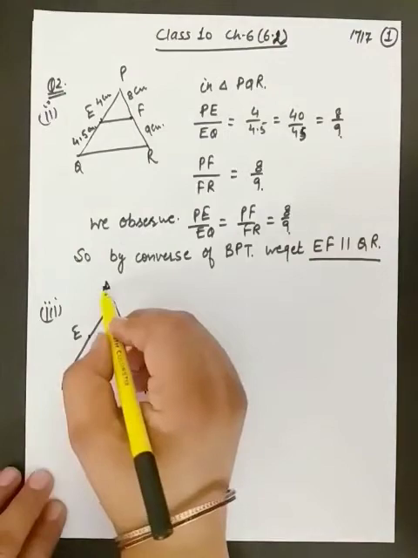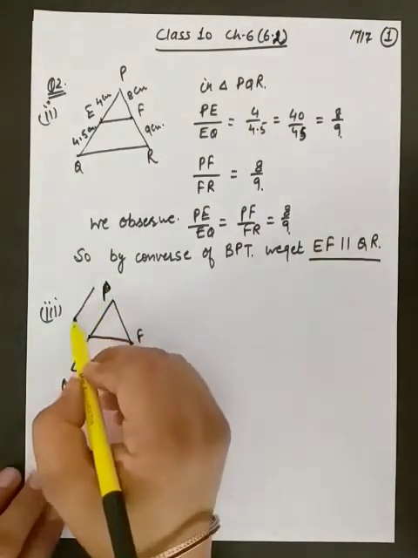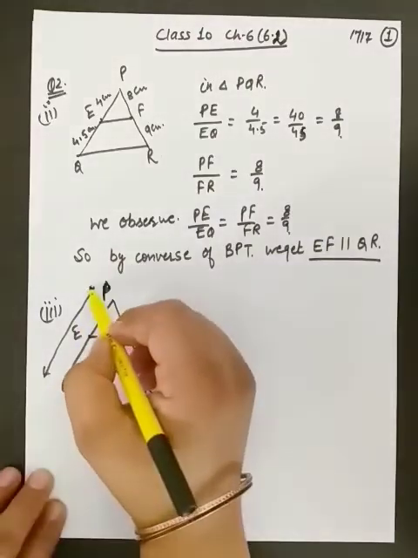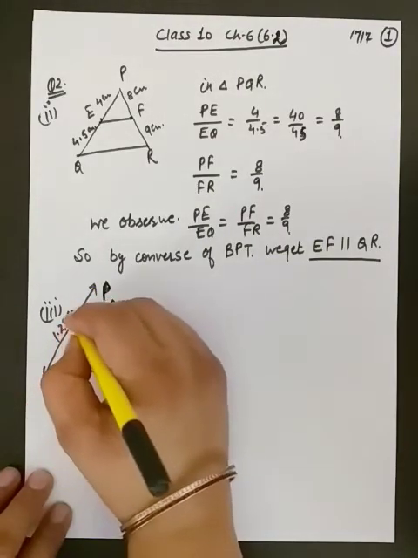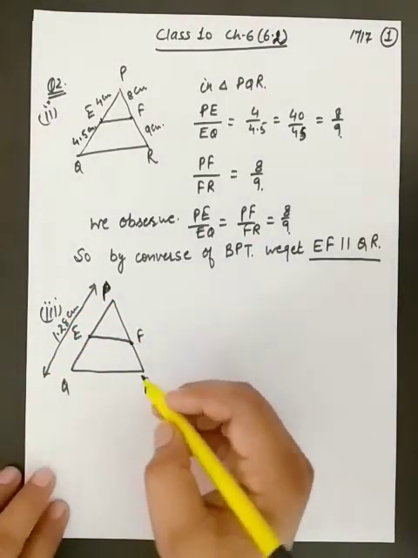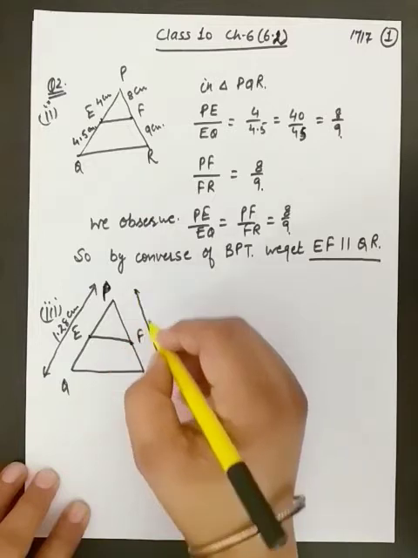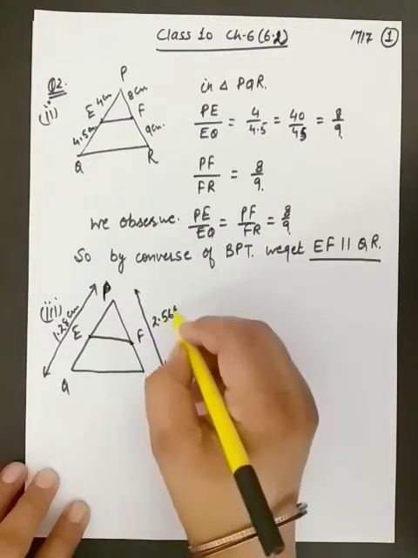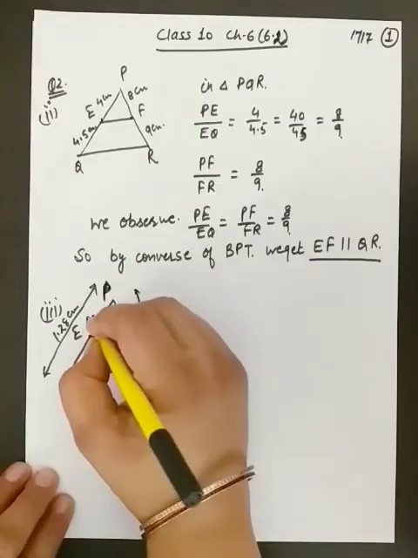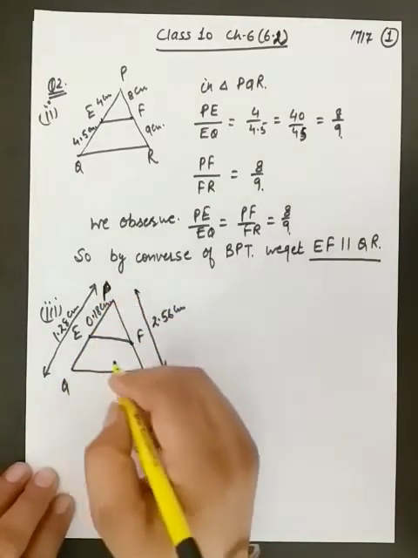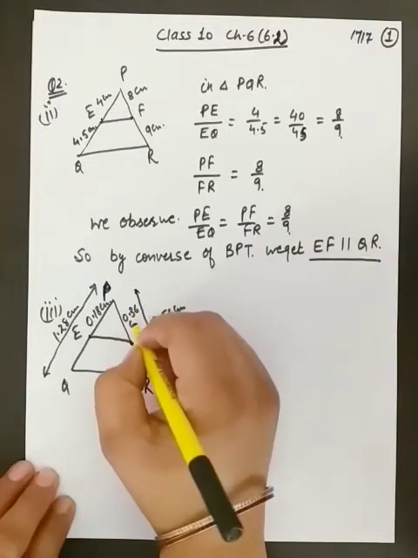PQ. Now PQ is given. PQ means this complete length is given. PQ is 1.28 centimeter. PR, again this one length, is 2.56 centimeter. And PE is 0.18 centimeter. And PF is 0.36 centimeter.